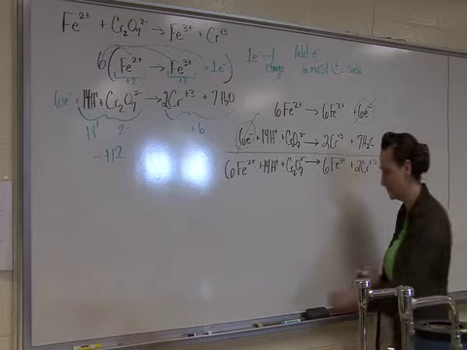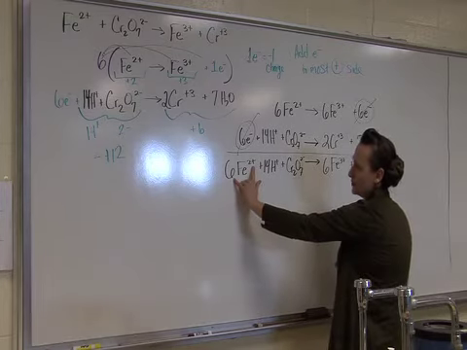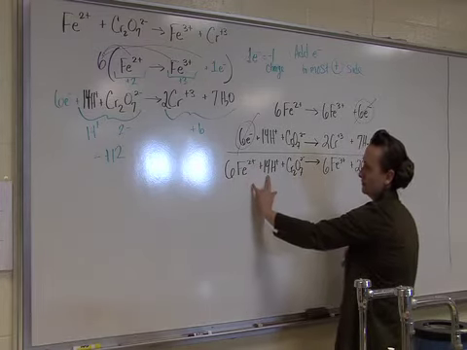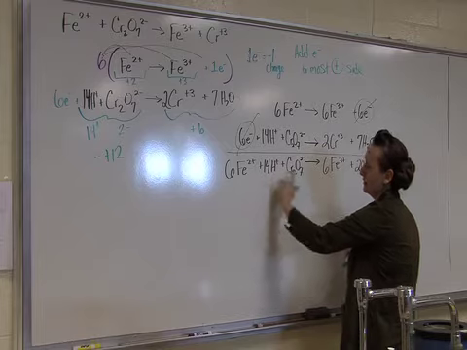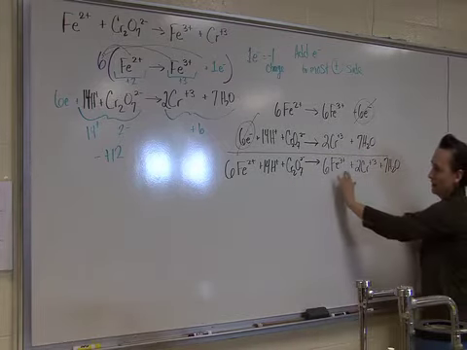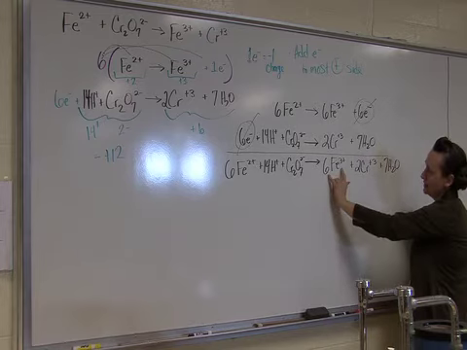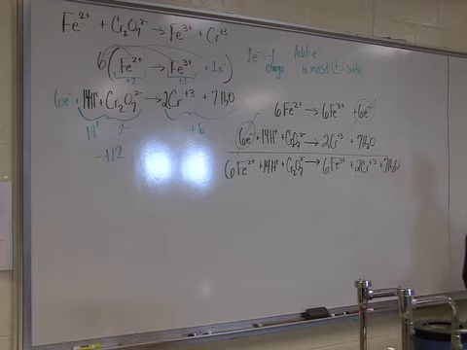So let's just confirm the charge. All right, so we have 12 plus 14 is 26. Minus 2 is 24. And then 18 plus 6 is 24. So the charge is the same on both sides, and you can confirm the atoms.